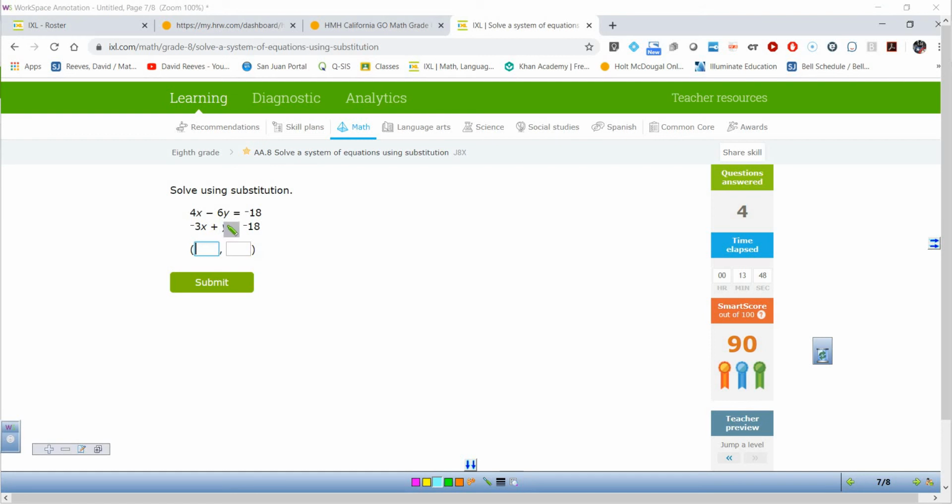So do you remember what the previous video said? It said you want to get that variable by itself. Just like the examples we were doing, we want an equation that says y equals. So I have negative 3x plus y equals negative 18, and my goal is to get that y by itself. So what am I going to do? I'm going to add 3x to both sides, and when I do that, I get y equals 3x minus 18.